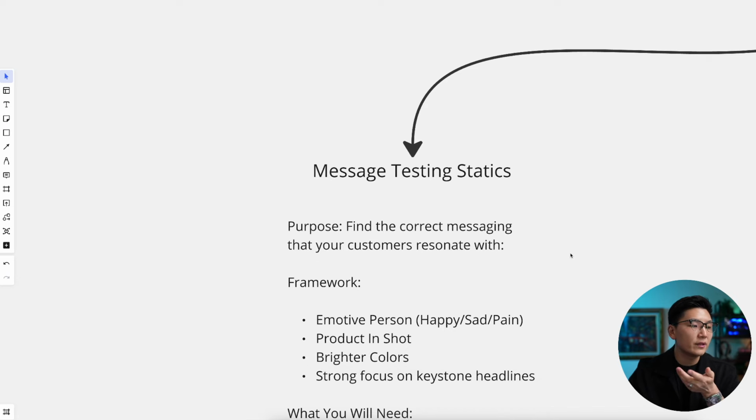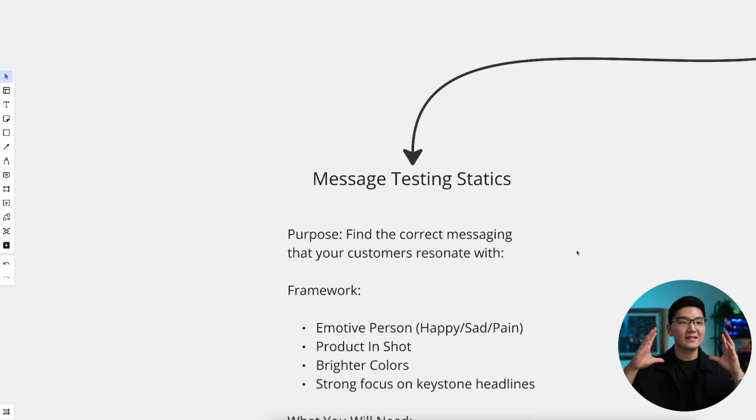The framework for this is simply a static image. I'm going to show you some examples just down below, but it's a static image and we've got an emotive person on the left or the right in the image. We need to make sure that they're eliciting some sort of happiness, sadness, or pain, because as people, we're going to see that and potentially resonate with them, especially if I'm suffering from neck pain too. I'm like, man, I feel for the guy, he's suffering from what I'm suffering from.